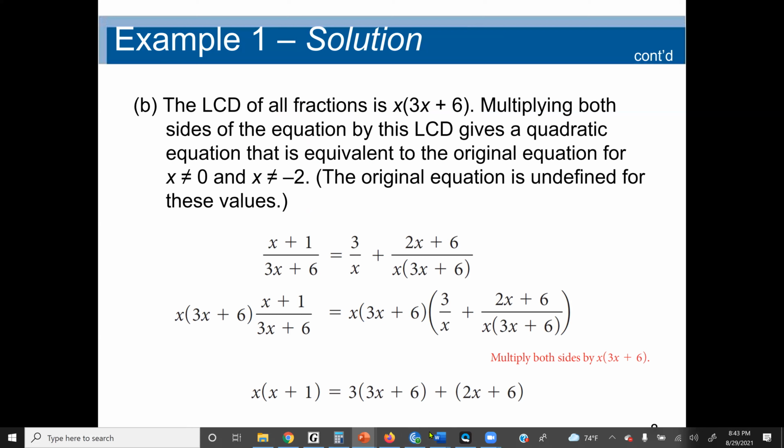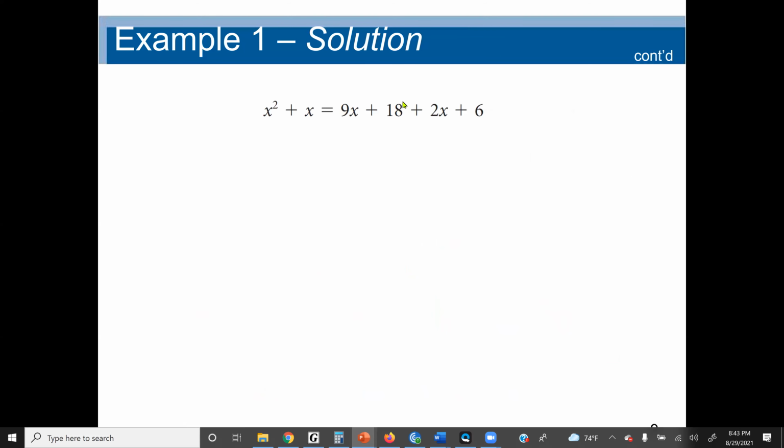And here we have 9x plus 2s, which will give us 11x. And we have s squared plus x. And that's what we have here. S squared plus x equal to 9x plus 18 plus 2x plus 6.